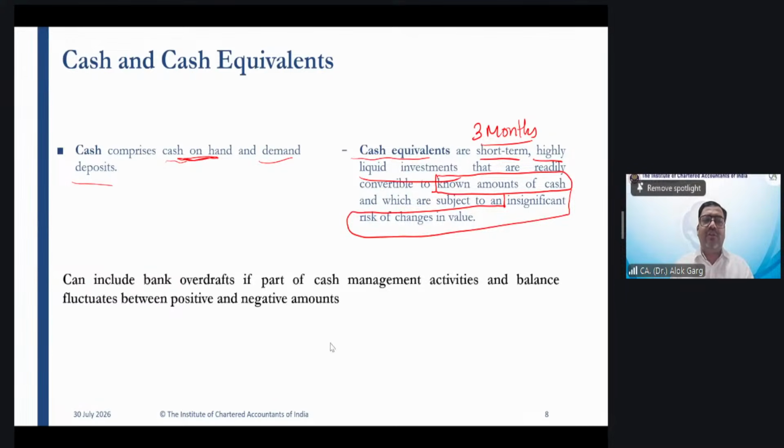Yes, it is a short-term highly liquid investment. Why? Because it is going to be matured within 3 months from the date of deposit. Whenever you deposited, you know that I will be able to get the money back within 3 months. Number two, do you know after 45 days how much money you will get? Do you know that? Yes.